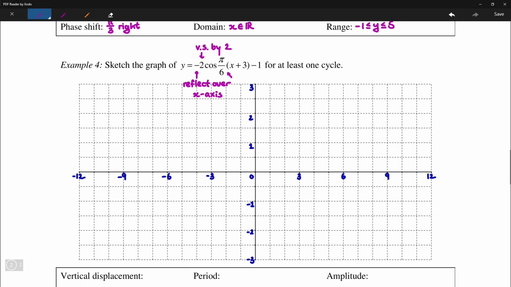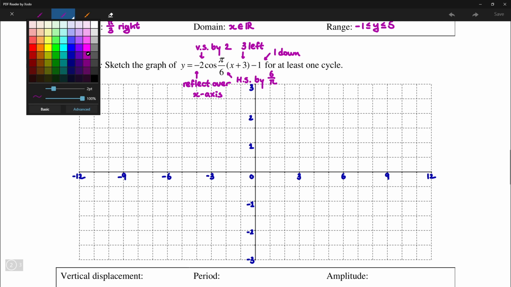Now, this next part is tricky because this is actually a horizontal stretch by 6 over pi, the reciprocal of pi over 6. From there, the graph is moved left 3 spaces, or 3 left, and 1 down. So the challenge here is because the new period is not in terms of pi, it doesn't make sense to base our graph on the original y equals cosine x function because that function is constructed in terms of pi. So what we're going to do instead is to consider what the new period is.